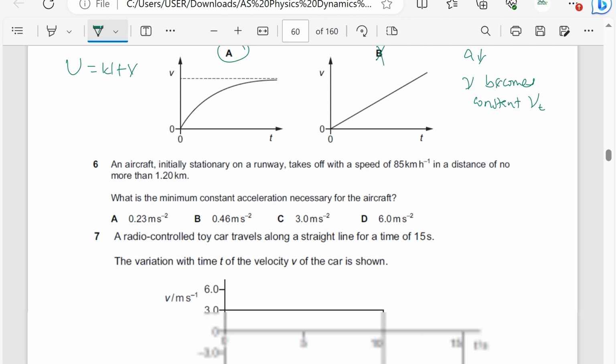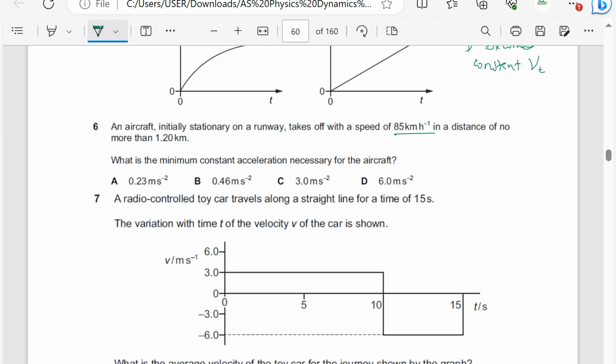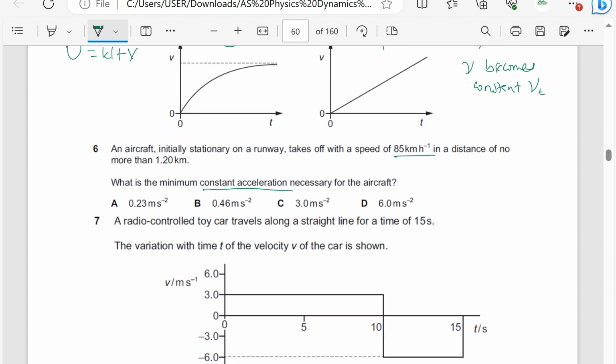An aircraft initially stationary on a runway takes off with a speed of 85 kilometers per hour in a distance of no more than 1.2 kilometers. What is the minimum constant acceleration necessary for the aircraft? So if the acceleration is constant, we shall use equations of motion. So v squared is equal to u squared plus 2as.